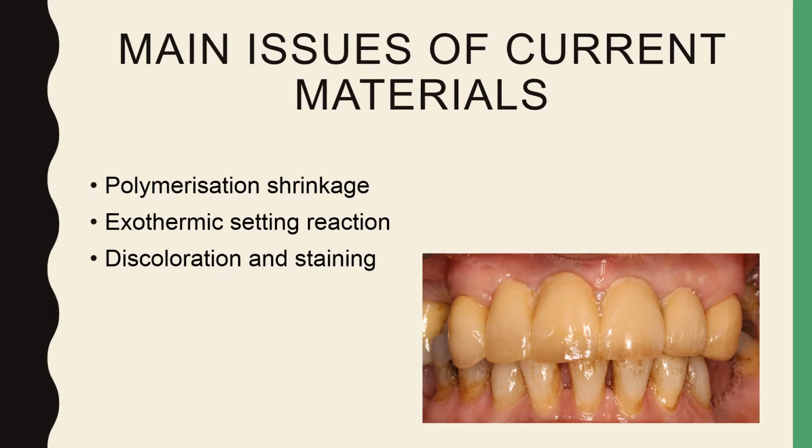The currently available provisional restoration materials have three main issues: the polymerization shrinkage, which could lead to marginal gap, the exothermic setting reaction, which leads to damage to the pulp, and the discoloration and staining, which leads to an aesthetic issue. As you can see from the photograph, the provisional restorations can be easily stained and discolored, especially if the patient is a heavy smoker.